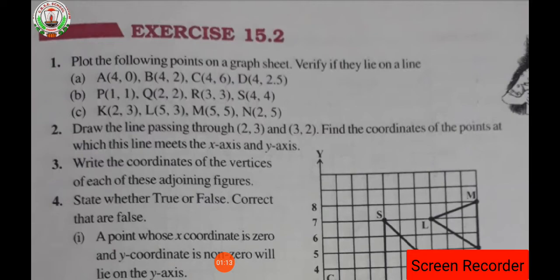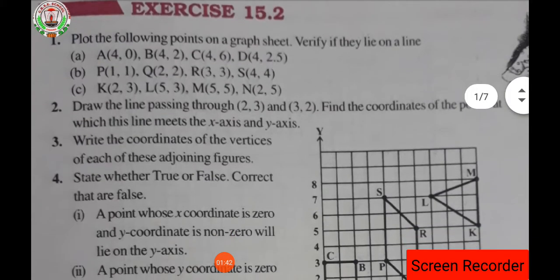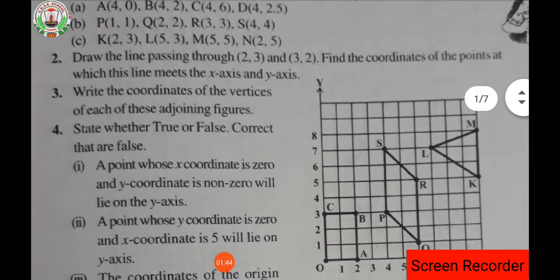It means that we have to draw a graph, and in that graph we have to plot the points (2, 3) as well as (3, 2). These are the coordinates which we are going to plot. Then after that we have to find at which coordinates the line meets the x-axis and y-axis. While drawing the graph itself we can understand where it meets the x-axis and y-axis.